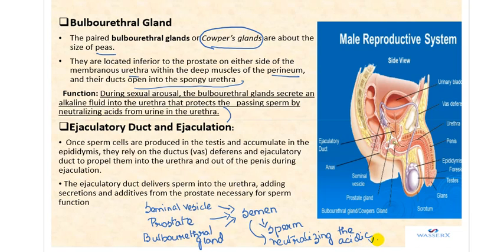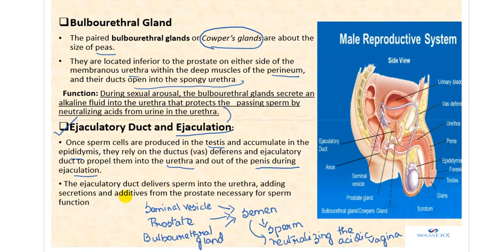This is the basic function of the semen, and it also nourishes the sperm, right? Okay, now coming to what is the ejaculatory duct and what is the process of ejaculation. Once sperm cells are produced in the testis and accumulate in the epididymis, they rely on the vas deferens and ejaculatory duct to propel them into the urethra and out of the penis during ejaculation. The ejaculatory duct delivers sperm. Ejaculation is the propulsion or the expulsion of the semen along with the sperm.